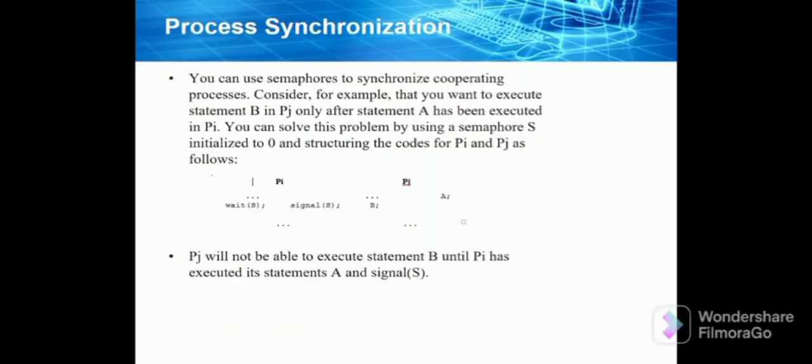You can use semaphores to synchronize cooperating processes. Consider, for example, that you can execute statement B in P2 only after statement A has been executed in P1. You can solve this problem by using a semaphore initialized to 0 and constructing the code for P1 and P2 as follows. P1: A, signal. P2: wait, B. P2 will not be able to execute statement B until P1 has executed its statement A and signaled S.